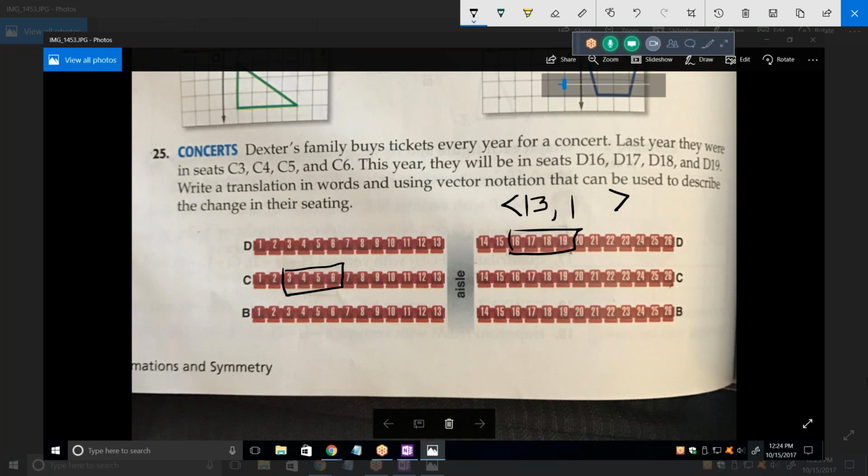Now, that's about the only thing we can do based on their diagram. It's not completely clear that 13 is to the right. If you're in an auditorium, 13 could be going to the left. But in this case, 13 is to the right.